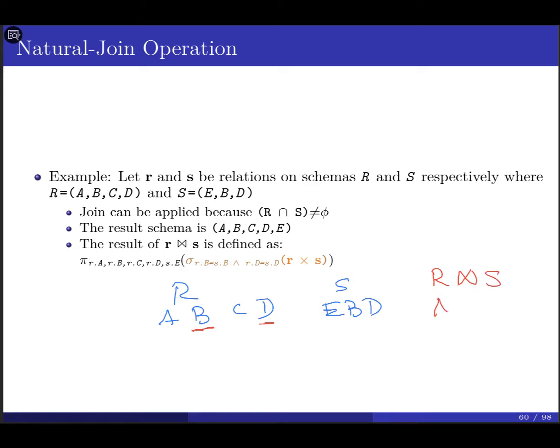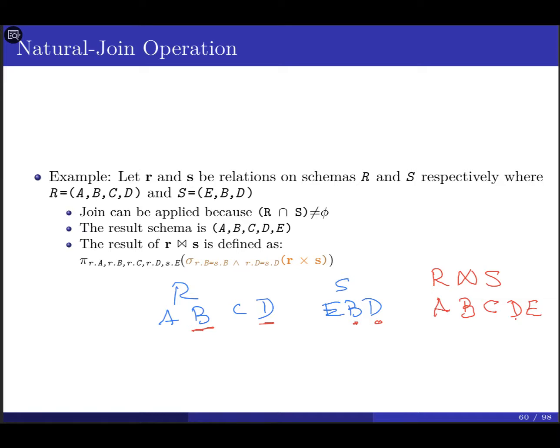We're going to have an A, a B, a C, a D, and an E. Why don't we list B and D here? Because we already listed them here. So that's the meaning: the common attribute is going to be listed only once.